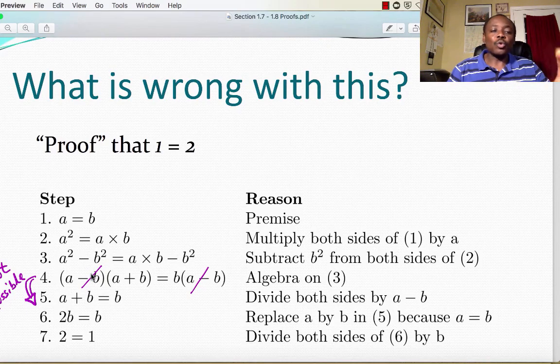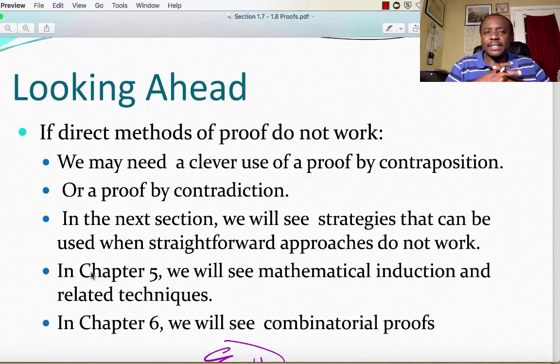You should be able to locate problems like this in proofs. Looking ahead, now let me just say this. When you are given a proof problem, your first attempt is always direct proof. If direct proof does not work, then you either go to contraposition or to contradiction. I would propose contraposition first, and if you get stuck somewhere, then you might want to try contradiction.